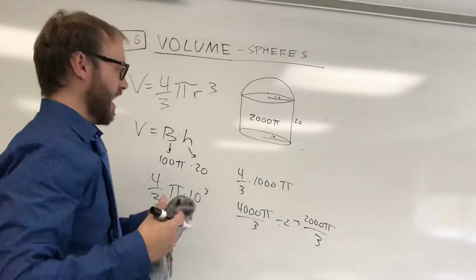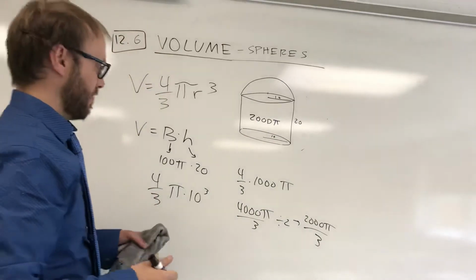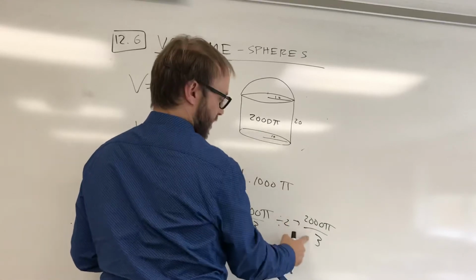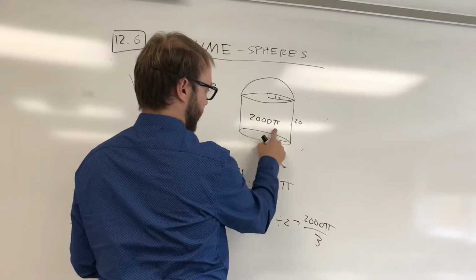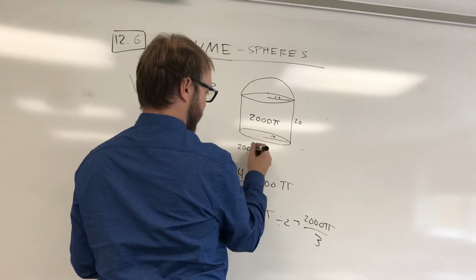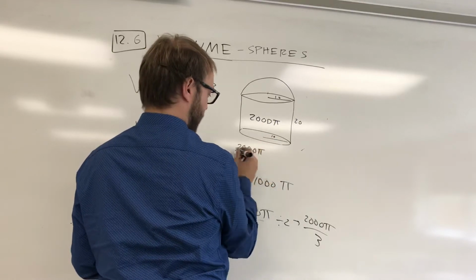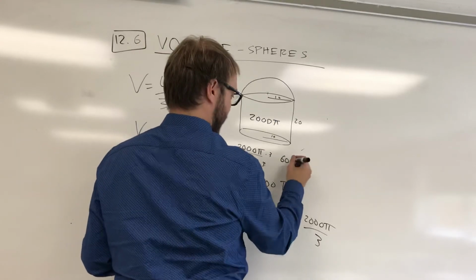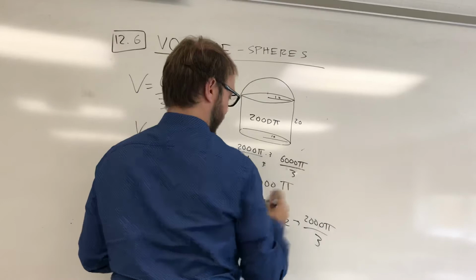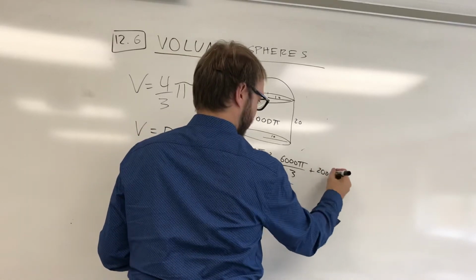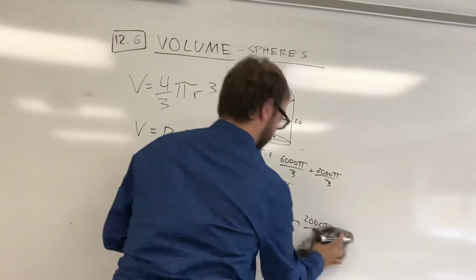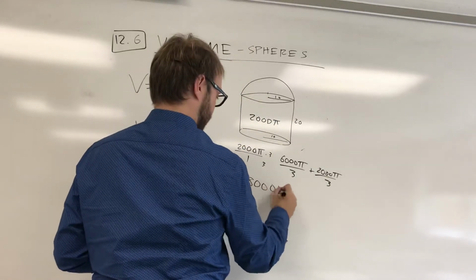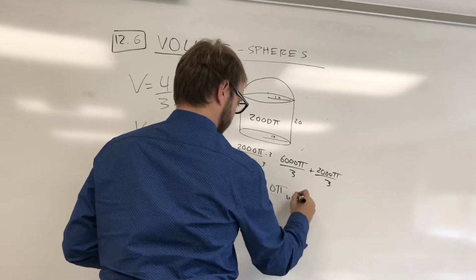So the final volume here, you're going to have 2,000 pi. And you're going to want to add 2,000 pi over 3. You might want to change this into thirds. So if you had 2,000 pi, just so you can add them together, that'd be 2,000 pi over 1. We can multiply the top and the bottom by 3. That would be 6,000 pi over 3. And then we want to add 2,000 pi over 3. And in the end, you would end up with a total volume of 8,000 pi over 3 cubic units.